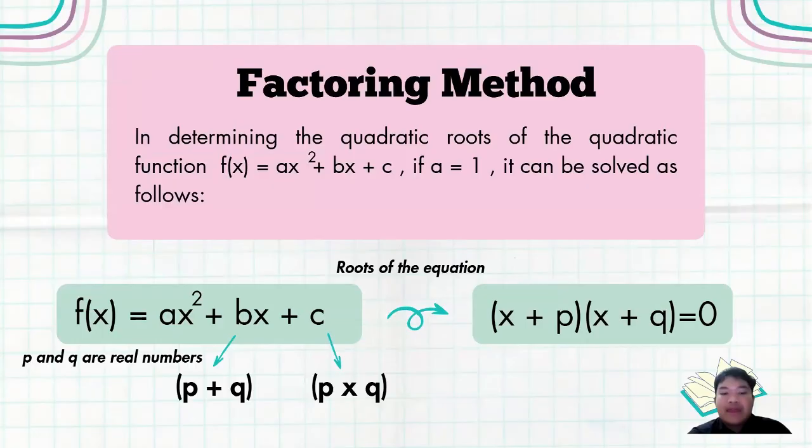Next, one method to find the roots of a quadratic equation is the factoring method. If the quadratic function can be factored, we write it as (x plus p) times (x plus q) equals 0. The values of p and q must satisfy two conditions. The sum of p and q must equal the coefficient of x. The product of p and q must equal the constant term. After factoring, we set each factor equal to 0 and solve for x.